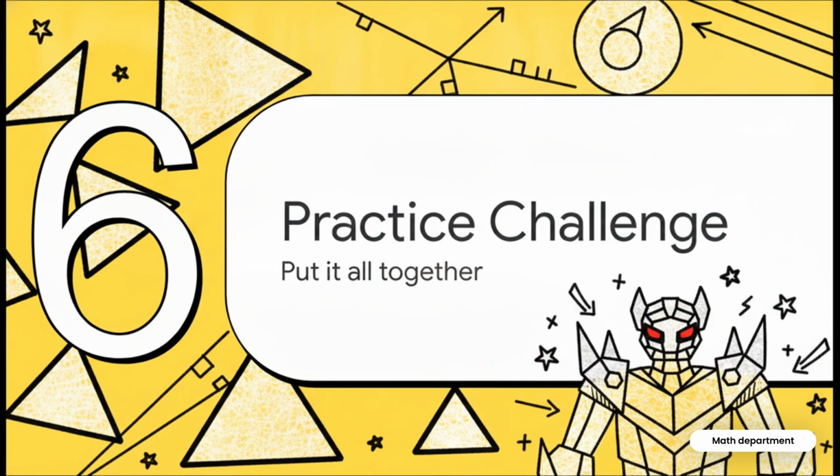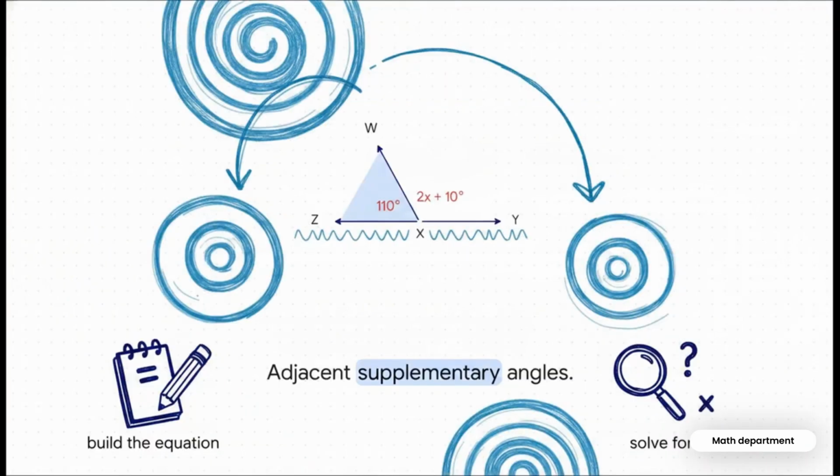All right, you've acquired all the tools. It's time for Section 6, Final Practice Challenge. Let's see if you can put it all together in a little boss battle to finish out this explainer. Look closely at this straight line, ZXY. We have two adjacent angles resting on it. One is exactly 110 degrees, and the other is an algebraic expression, 2x + 10. I want you to pause right now, use your straight line rule to build the equation and solve for x.